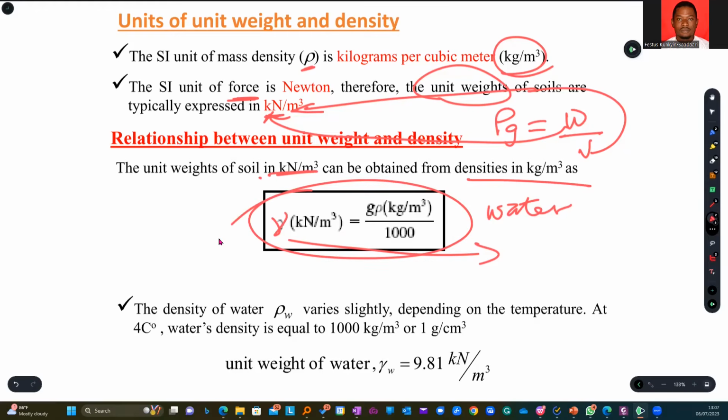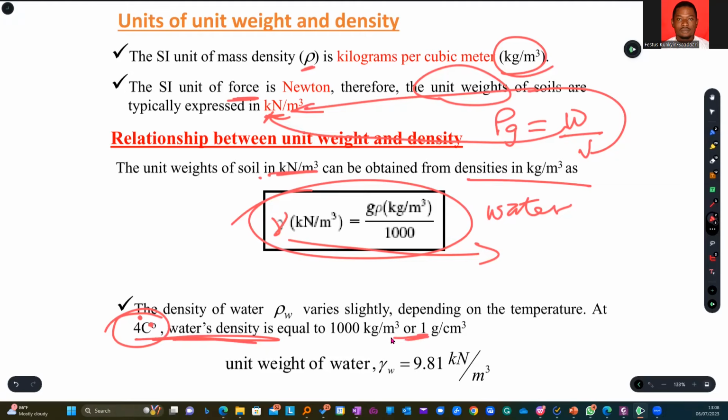But then we should be mindful of the weight of water, or the density of water, which does not change with respect to a particular location, specifically at a temperature of 4 degrees Celsius, which we have to take note of. So then, if we want to determine the unit weight of water, we have already established the density of water.